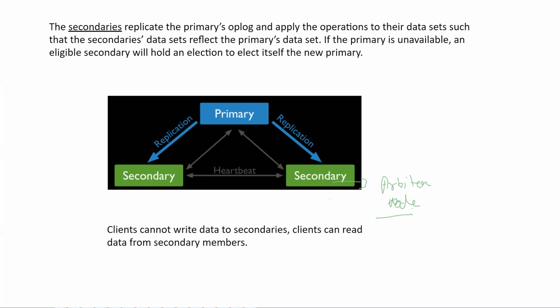As discussed, the client can only write data to the primary and can read data from the secondary members.